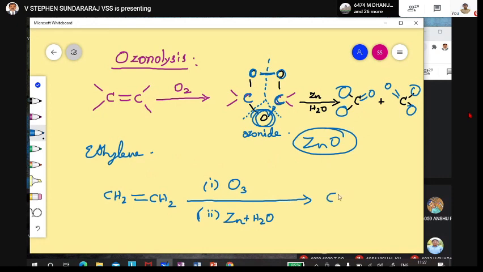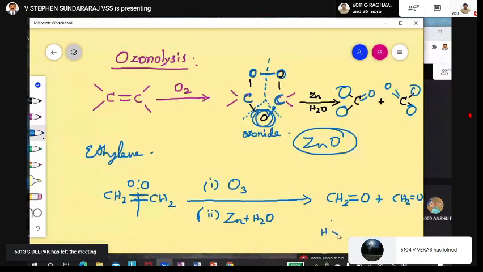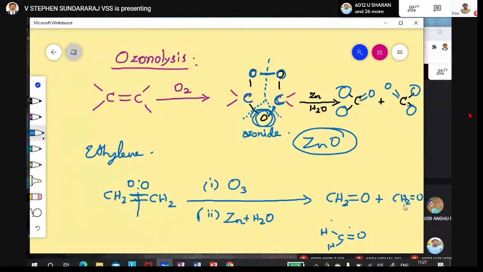And here actually what you do is, directly as a shortcut, this oxygen will be added. The overall reaction is this: both the bonds will break, and here one oxygen, here one oxygen. So CH2O. What is this CH2O? That is H C double bond O H, formaldehyde. So in ethylene you will get 2 moles of formaldehyde.